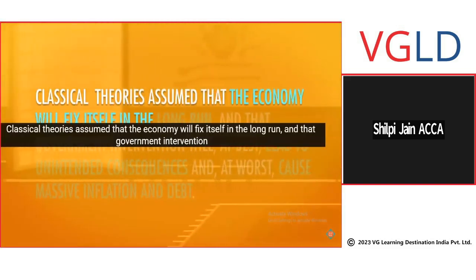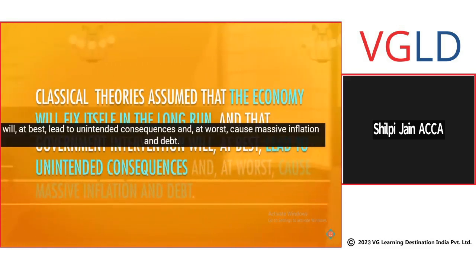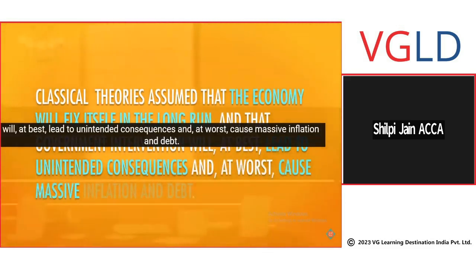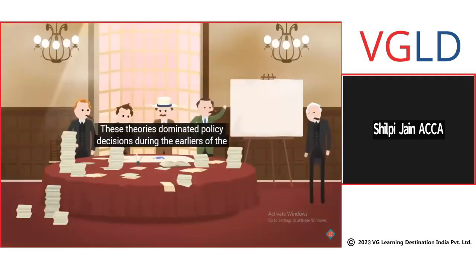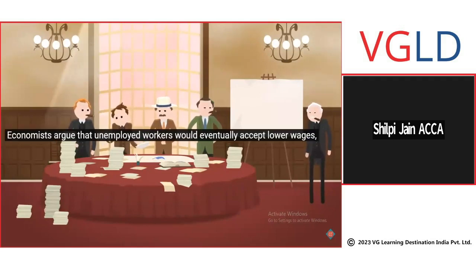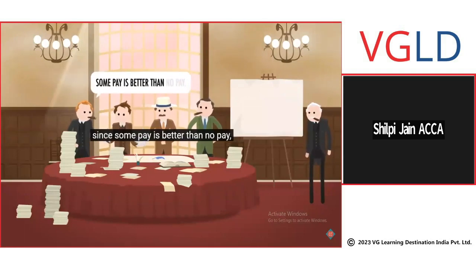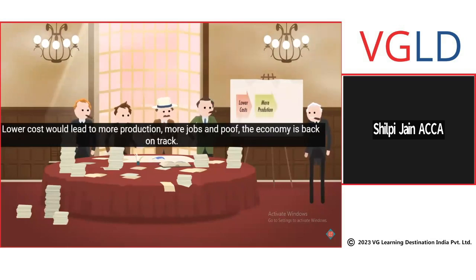Classical theories assume that the economy will fix itself in the long run, and that government intervention will at best lead to unintended consequences, and at worst cause massive inflation and debt. These theories dominated policy decisions during the early years of the Great Depression, which saw little stimulus. Economists argued that unemployed workers would eventually accept lower wages, since some pay is better than no pay, and resource prices would eventually fall since fewer people were using resources. Lower costs would lead to more production, more jobs, and poof, the economy is back on track.